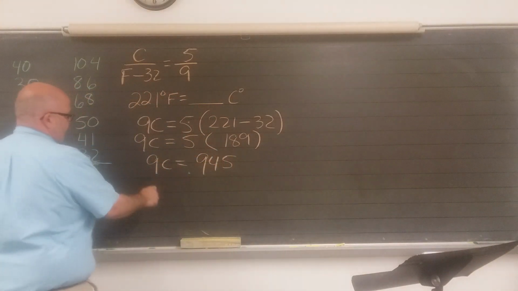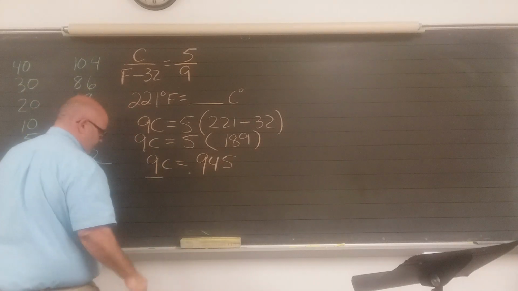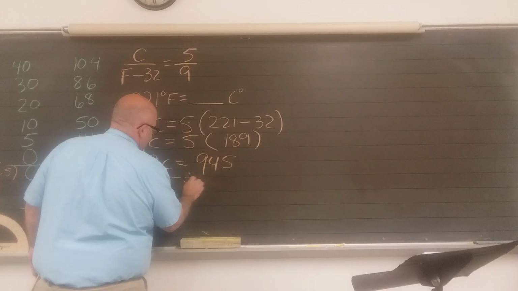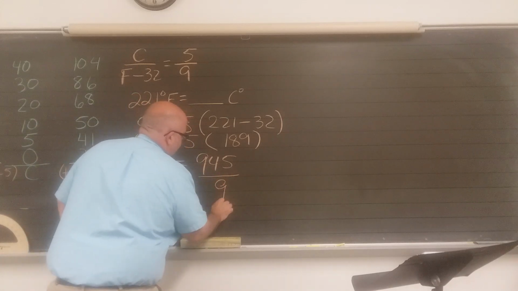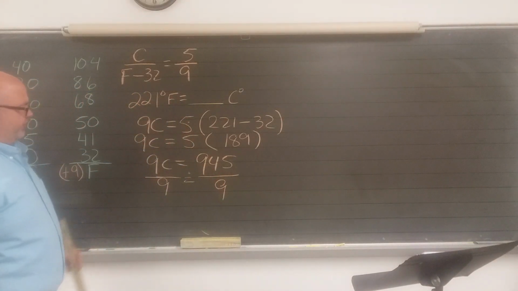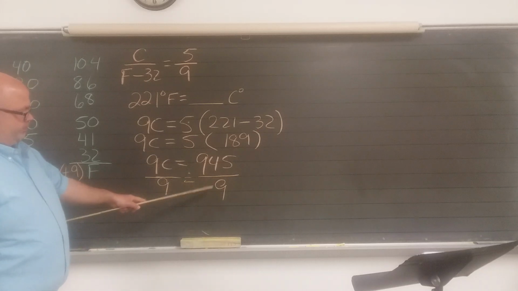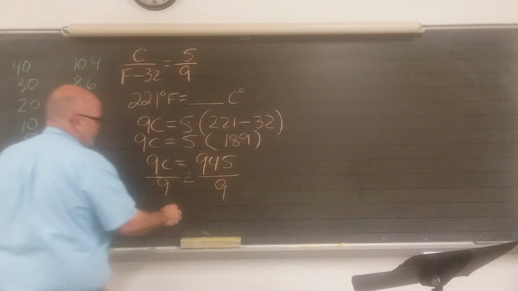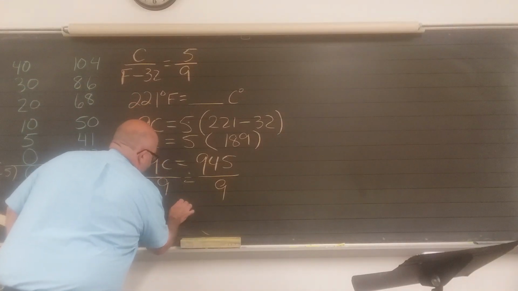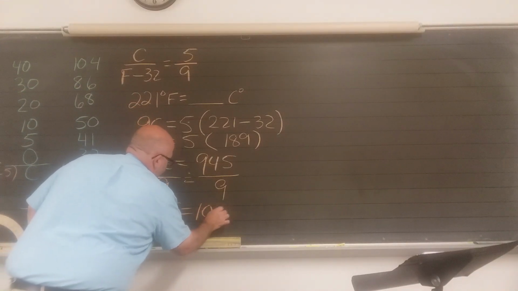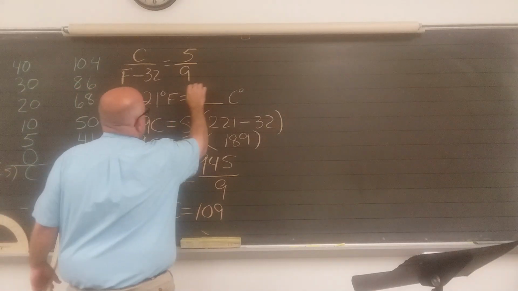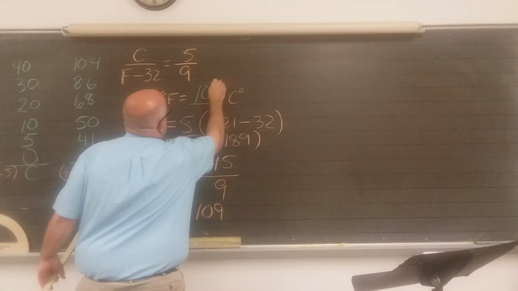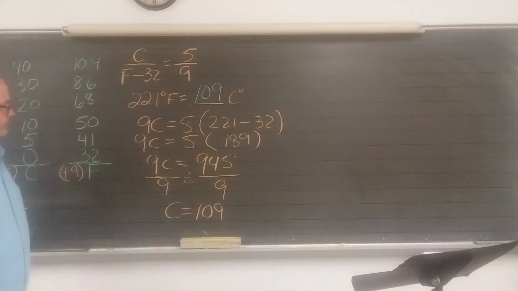Divide those both by 9. 9 into 945. 9 into 9 is 1, that'd be 0. 105. So Celsius is 105. 105 would be your answer.